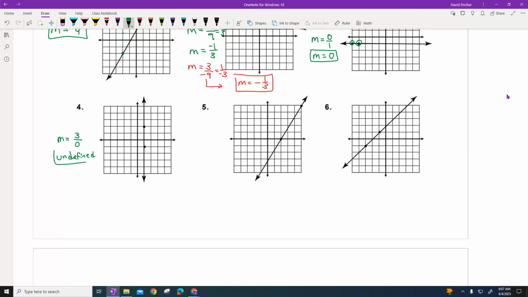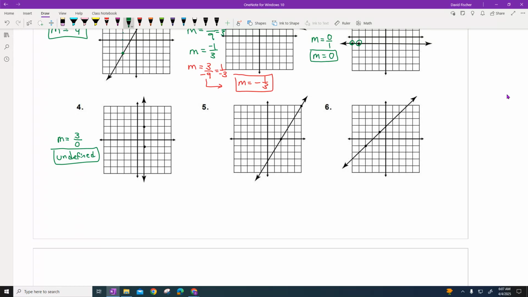So a lot of times kids will say 3 divided by 0 is 0. No, it's not. 0 divided by 1 is 0. Okay, so again, these two, I use my calculator sometimes and do my ratio, and then I'll put it in my calculator. If I get that syntax error, that means it's undefined.